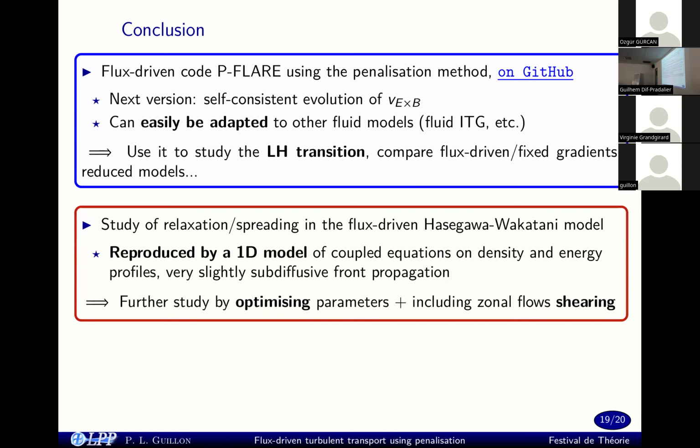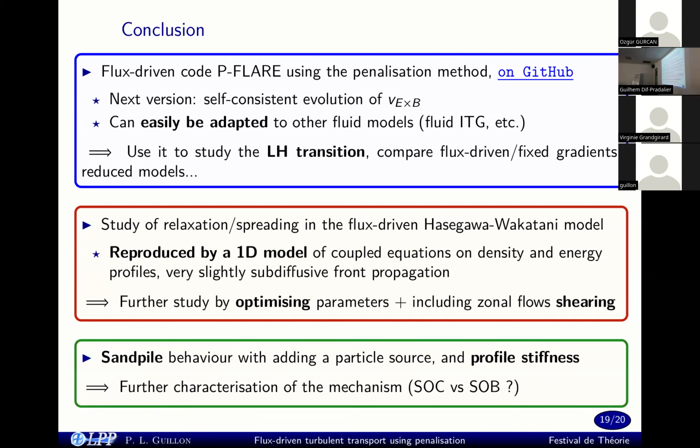To test the capabilities of the code and check that there was some physics inside, we use it to study the profile relaxation and the turbulence spreading in the flux-driven Hasegawa-Wakatani model. And we managed to reproduce it with a classical 1D model of coupled equations on density and energy profiles. And here we tune manually the parameters from the DNS, but in a more systematic study, we could optimize the parameters directly from the DNS and include zonal flow shearing and other effects.